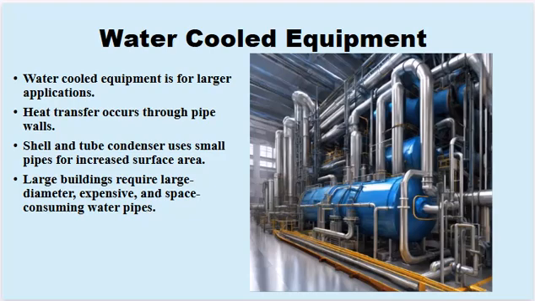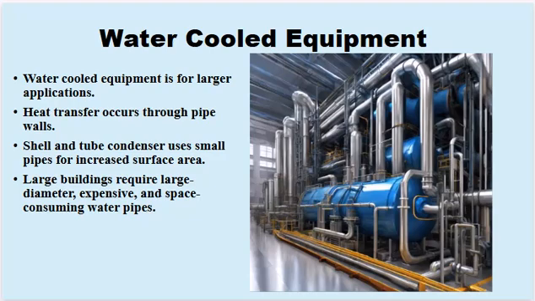One common type is the shell and tube condenser. It has small pipes inside a shell that increase the surface area, allowing better heat transfer. But keep in mind, water-cooled systems have some challenges. They need larger diameter pipes for water circulation, and those can be expensive and take up a lot of space.